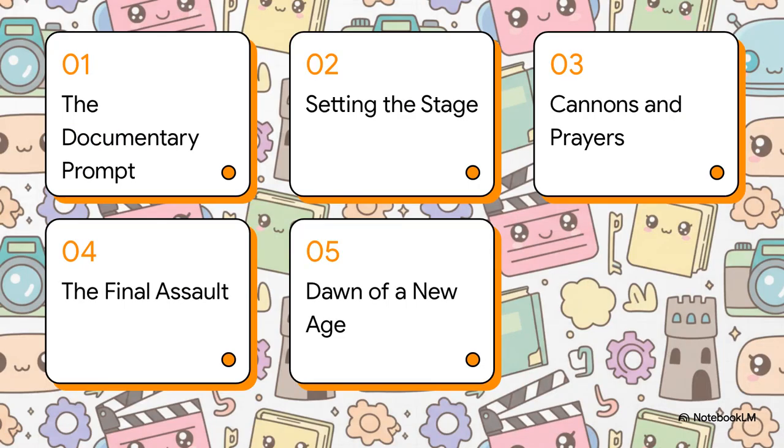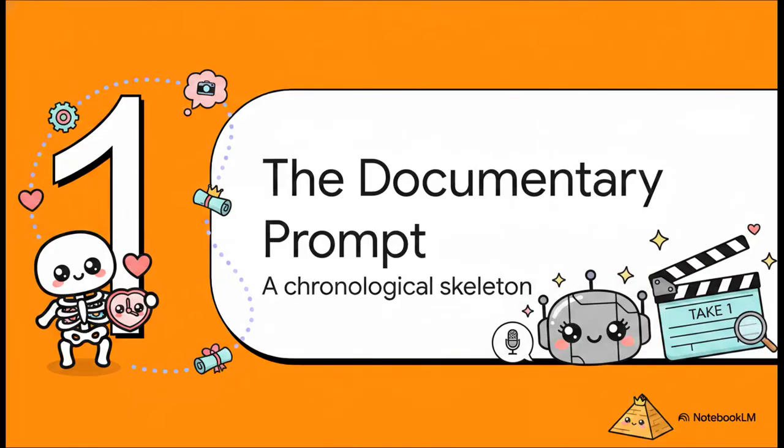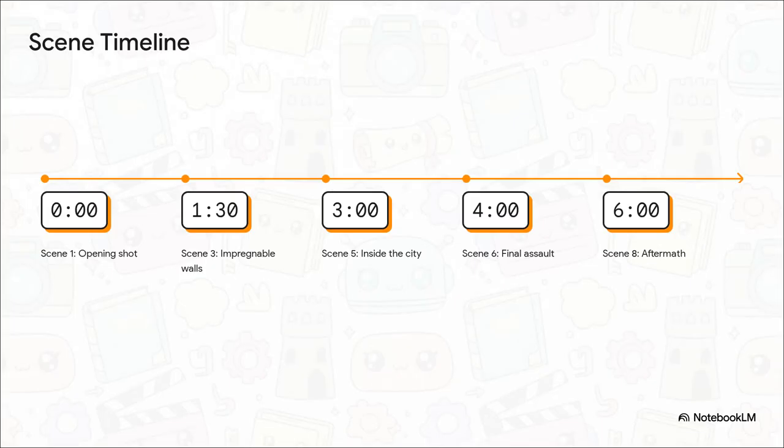Here is our roadmap for the explainer today. We'll cover the documentary prompt, setting the stage, cannons and prayers, the final assault, and finally, dawn of a new age. Part 1. The documentary prompt, a chronological skeleton. This brilliantly illustrates the blueprint of that 7-minute runtime.